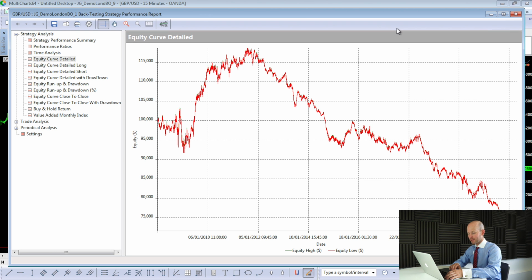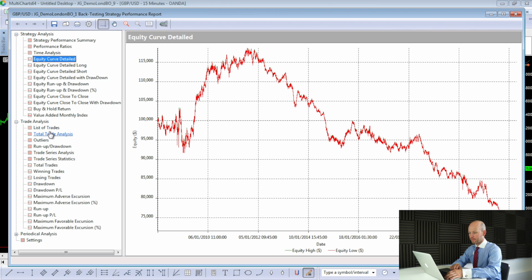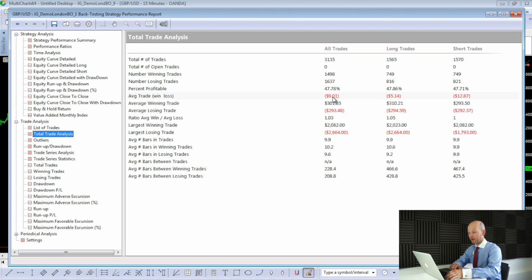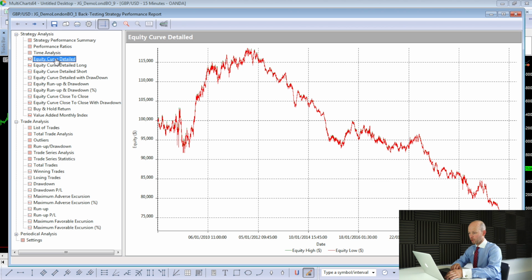And that's what happens to an equity curve when a strategy has only a low average trade value. We look now at our average trade. We're looking at minus $9. So just those 4 pips worth of costs have actually destroyed this strategy. What a huge difference just those few pips can make.